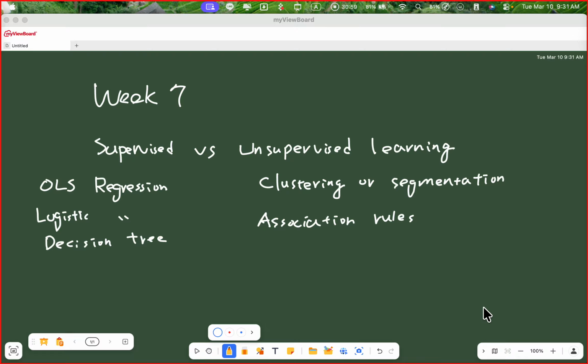So, it's called ordinary least square, OLS regression. We have another regression called logistic regression. What's the difference between the OLS regression and logistic regression? Could you tell me what's the difference?